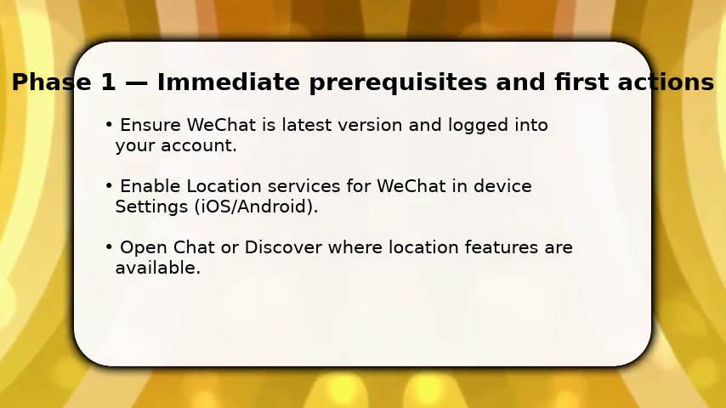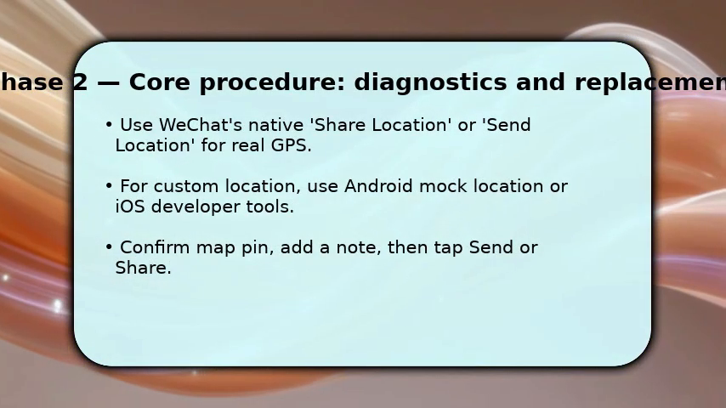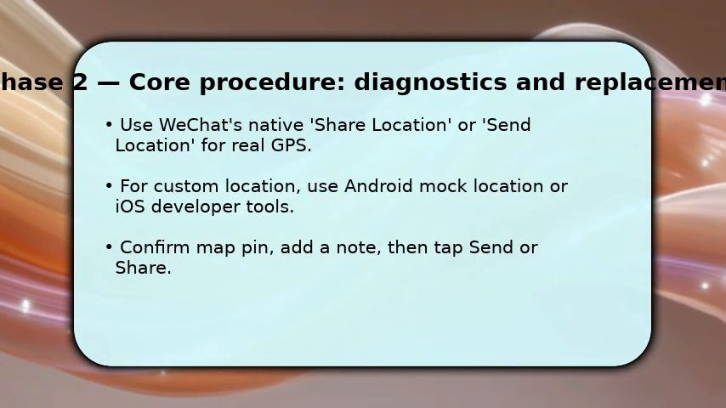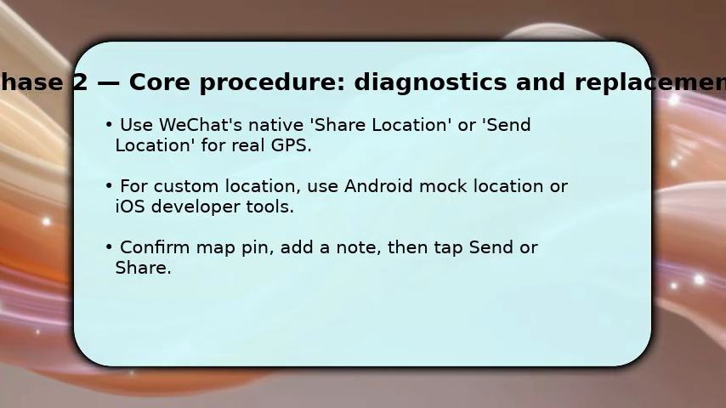Now proceed to set or spoof a new location. Now focus on the middle steps. If you need your true position, choose Share Location and drop the pin where you are.